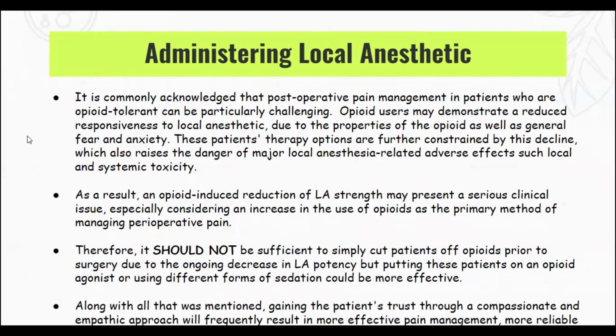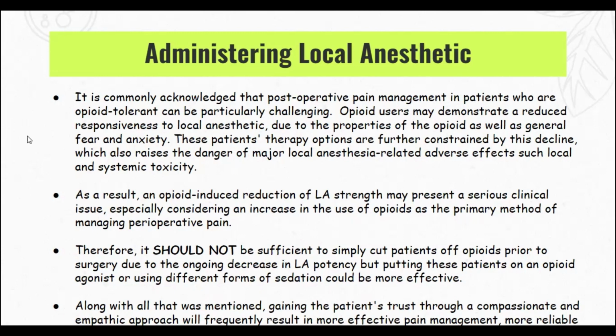Our final implication is administering local anesthetic. It is commonly acknowledged that post-operative pain management in patients who are opioid tolerant can be particularly challenging. Opioid users may demonstrate a reduced responsiveness to local anesthetic due to the properties of the opioid, as well as general fear and anxiety. Research highlights that this may also represent a decline in the strength of the local anesthetic. These patients' therapy options are further constrained by this decline, which also raises the danger of major local anesthesia-related adverse effects, such as local and systemic toxicity.